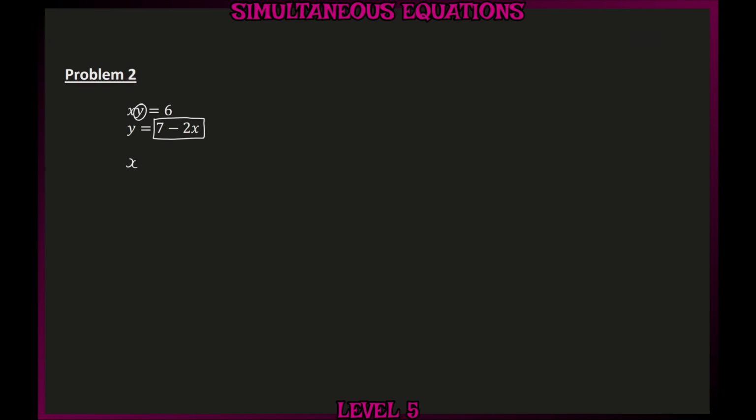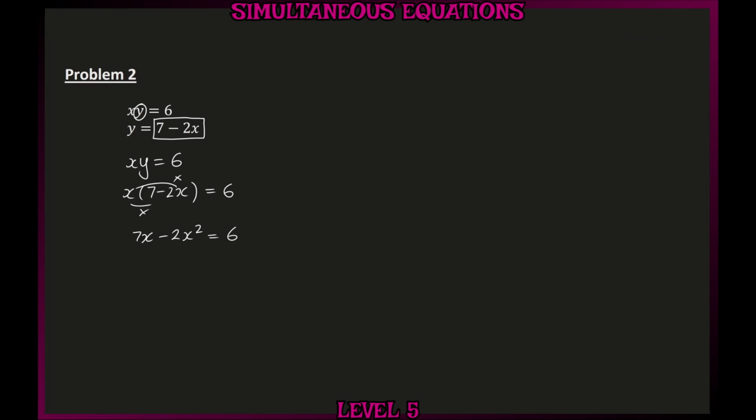So the first equation, xy is equal to 6, becomes x multiplied by, and we can now substitute 7 minus 2x in place of y, and that's equal to 6. We now have an equation that just has x's in, so we can solve this, and we can start by expanding the bracket. So x times 7 gives us 7x, and x multiplied by minus 2x gives us minus 2x squared, and that's equal to 6.